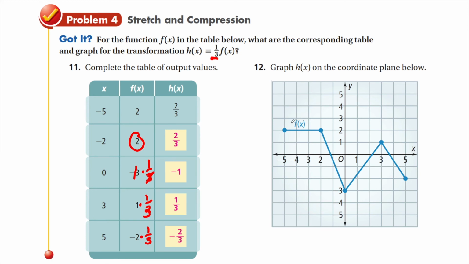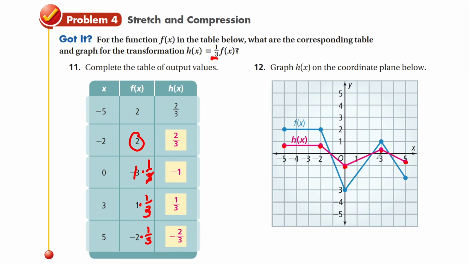So again, plot all these points. Going to each and every one, we can start at -5. Instead of going up to 2, we're going to go to 2/3, which is probably somewhere around there. At -2, again, same thing. At 0, it becomes -1. At 3, it's going to become 1/3. And at 5, it becomes -2/3. So if I were to graph these points, I would get something that looks like this.